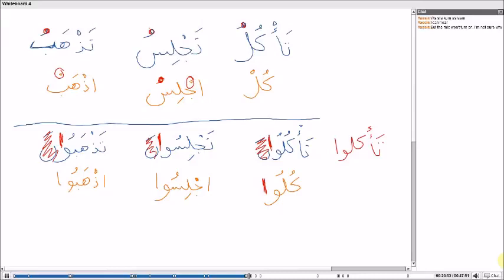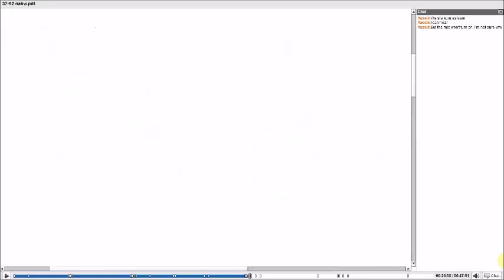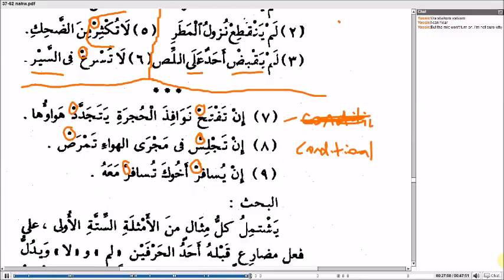I have a question quickly about number 3, what it means, just real quick. Number 3 up here? Yeah. Lam yaqbid ahadun ala lis. No one arrested the thief. Or no one detained or captured the thief. Yaqbid means to detain or to capture or to arrest. The lis is a thief.